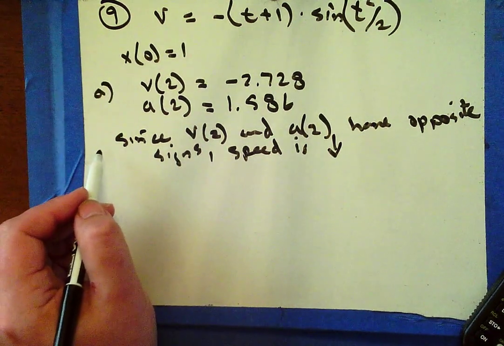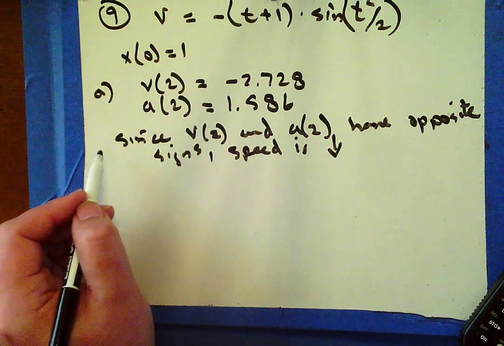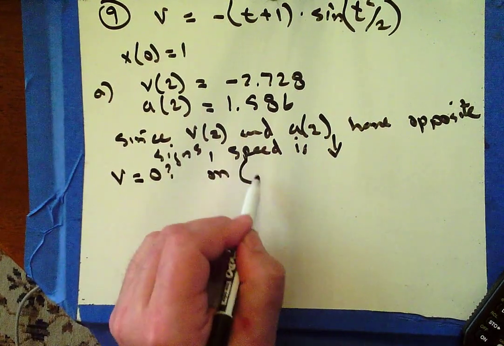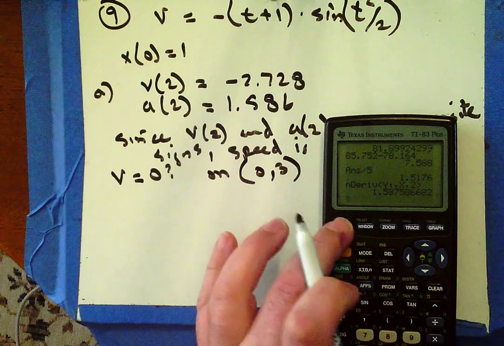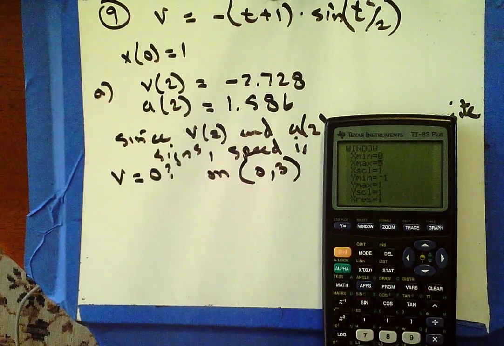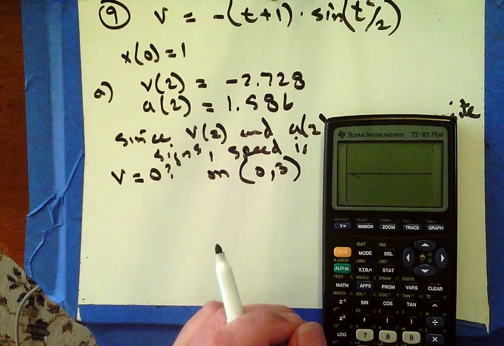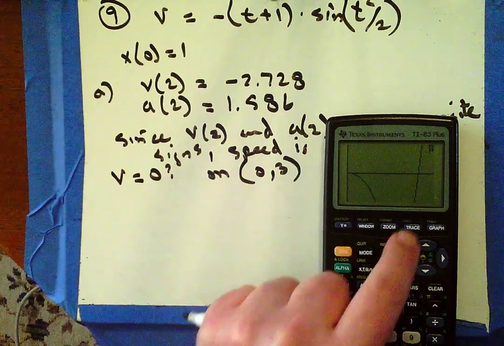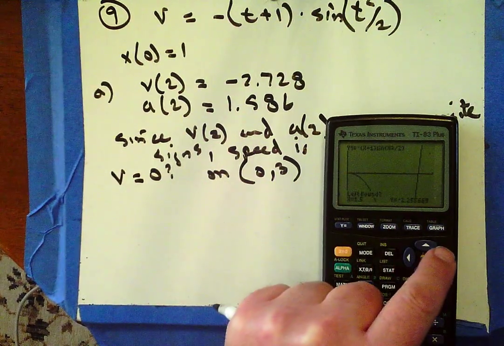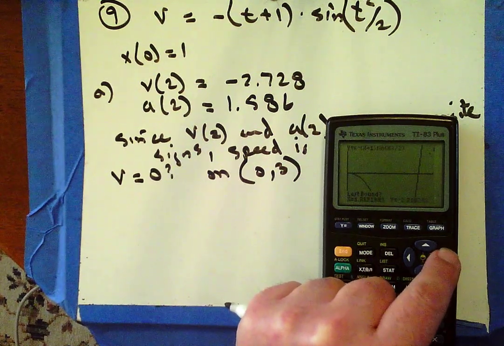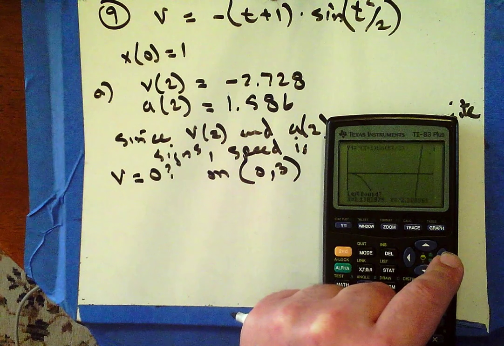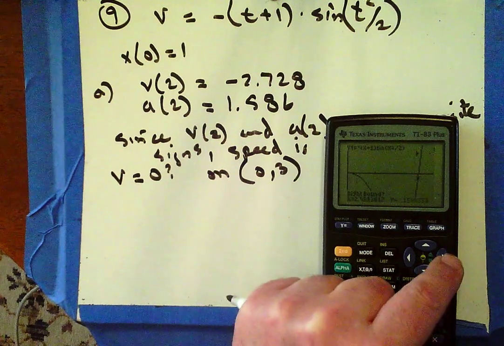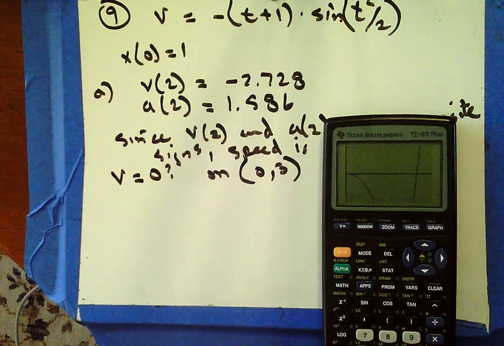Okay, that's part A. What about part B? Find all the times when the particle changes direction. So I want v equal to 0 on 0 to 3. So let's take a look at the graph of v. I'm going to change the window to be 0 to 3. And I see negative, negative, negative, lots of negative. Ooh, second, calculate zero. So I want to be to the left side of this point. Ooh, I'd like to see the point. There it is. Enter. The right side, enter, enter.